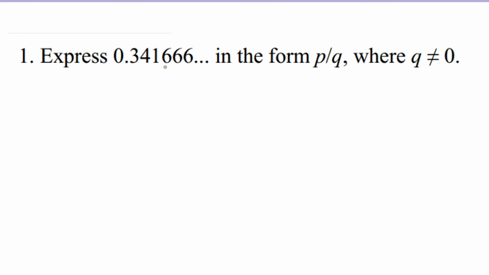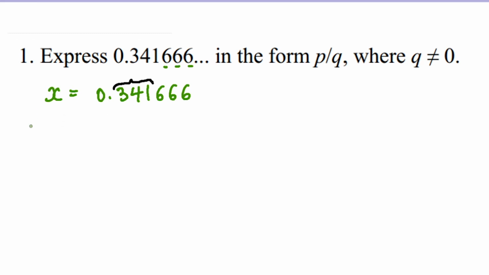Now from this one, we can see that the recurring decimal is the 6. The 341 is not recurring, but the 6 is recurring. So again, like before, we shall say x is given by 0.341666. Then from here, we shall first put away the numbers that are not recurring, 341, on one side of the decimal point, and that means you're supposed to multiply by 1,000.